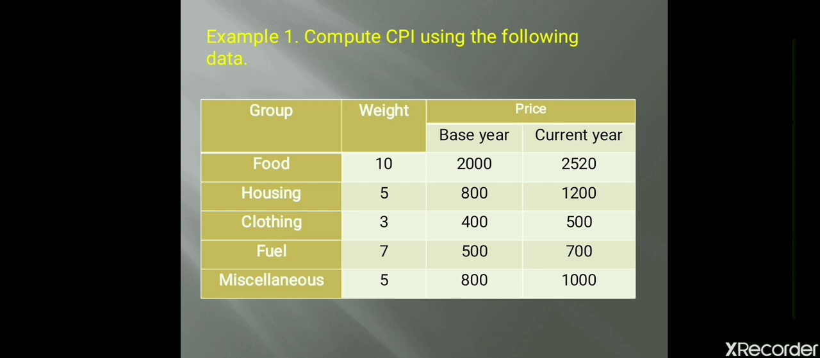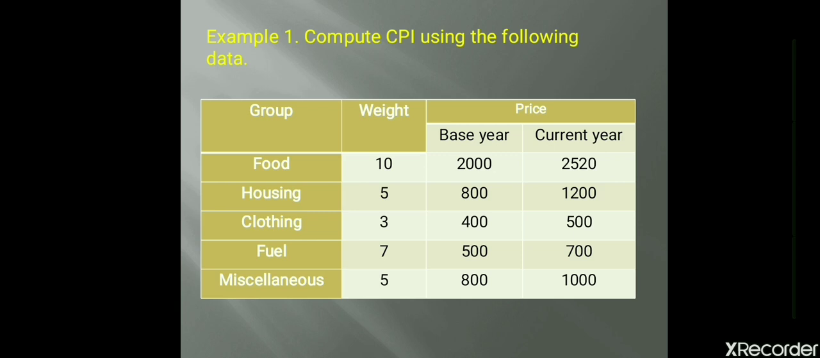The next column heading is price, and it has two columns under it. The first is base year. Base year prices are 2000, 800, 400, 500 and 800. For current year, the prices are 2520, 1200, 500, 700 and 1000.